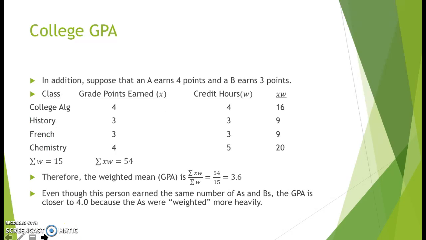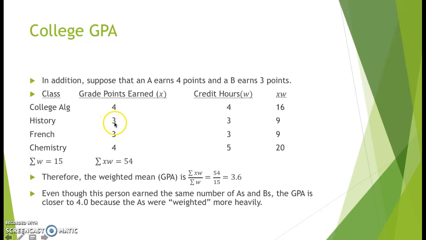So here's what we would do. We need to also assume that an A earns 4 points and a B earns 3 points. So here are all the classes, and the grade points earned. For college algebra, because this person received an A, they earned 4 grade points. However, that class was a 4 credit hour class. That is the weight of the class. So they actually earned 16 points for that class.